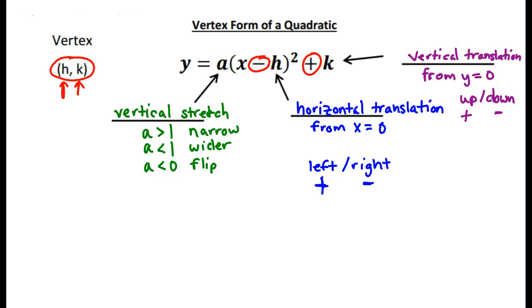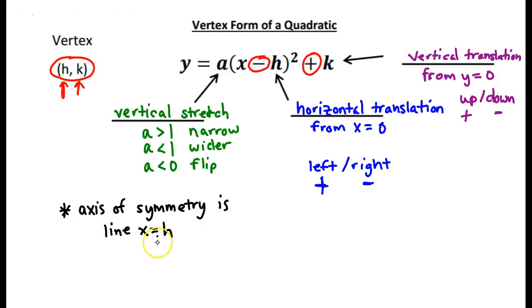Actually, before we do the example, it is important to note, and you want to make sure you get this in your notes, that your axis of symmetry is the line x equals h. Okay, so whatever your h value is here, that's what your axis of symmetry is going to be.